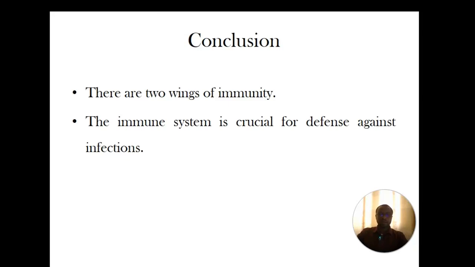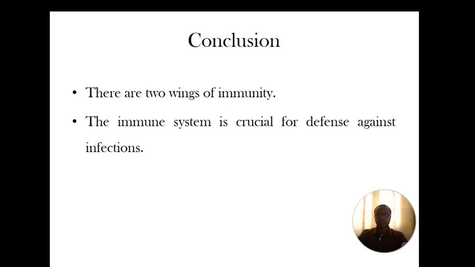As a conclusion, there are two wings of immunity: innate immunity as well as adaptive immunity. As you know, innate immunity is non-specific, naturally acquired, and has a fast response, and it protects in an indiscriminate manner. It protects against pathogens in the same manner, with the same protection mechanisms.